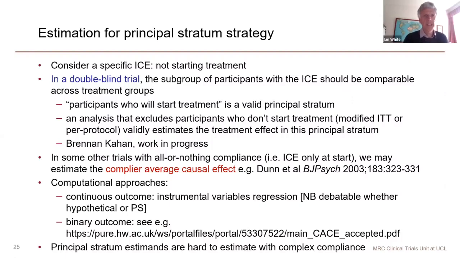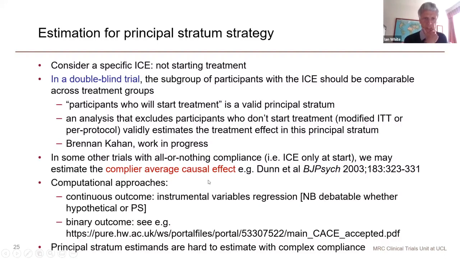So let's consider the intercurrent event of not starting treatment at all. In a double-blind trial, the subgroup of participants who don't start treatment have got to be comparable across treatment groups. So therefore, people who will start treatment is a valid principal stratum, and we can simply do an analysis, you might call it modified ITT, of participants who start treatment, and that is going to be estimating the treatment effect in that principal stratum. And Brennan's got some work in progress on that.